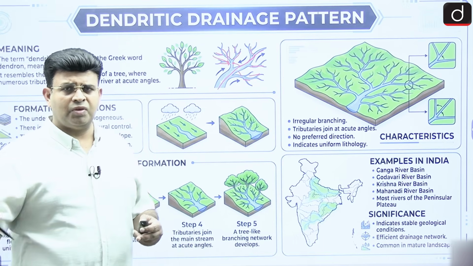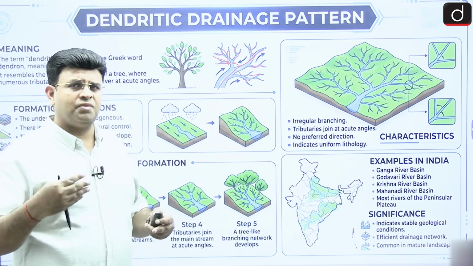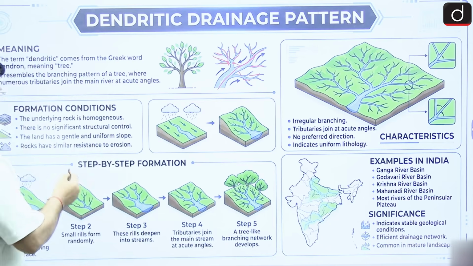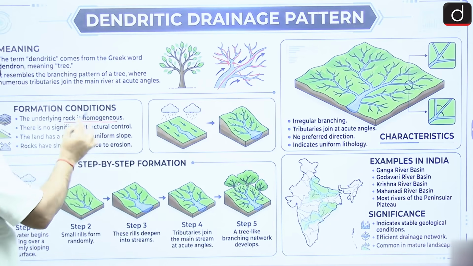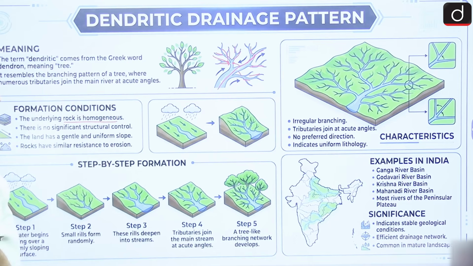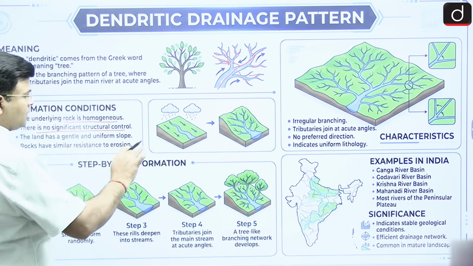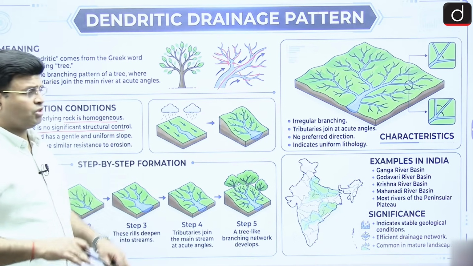At the same time, you can go to the south: Godavari, Krishna, Kaveri, and Mahanadi. These rivers, I said, have a dendritic pattern. And yes, they are moving over homogeneous rock. The underlying rock is homogeneous, either sedimentary or igneous. There is no significant structural control. Yes, structural control is not important, because everywhere there is a homogeneous structure.